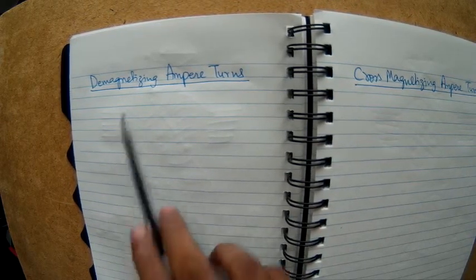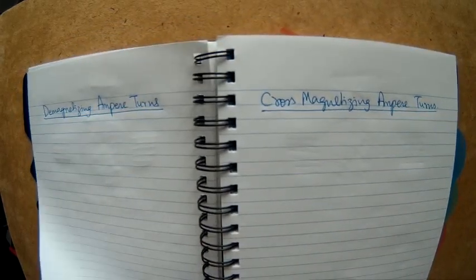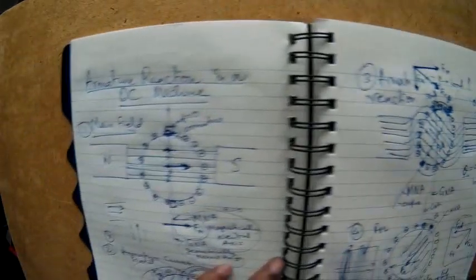Hello everyone. So in my last video I had explained about armature reaction, and this is a continuation in which we are trying to derive a formula for calculating demagnetizing ampere turns and cross magnetizing ampere turns. So let me just quickly review what I did in the last video.